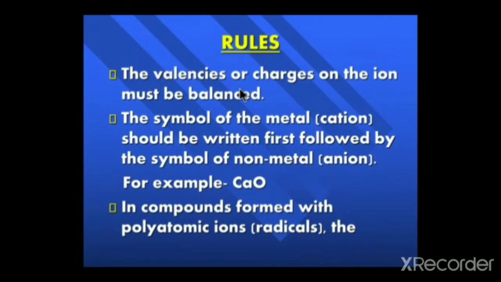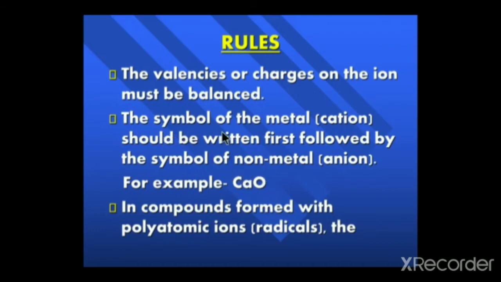Next is, what are the rules for writing the chemical formula of a compound? Number 1, the valencies or charges on the ion must be balanced. Like here you can see, this is the formula of calcium oxide, right? So calcium is having +2 charge and oxygen in the form of oxide is having -2 charge. So it is balanced.